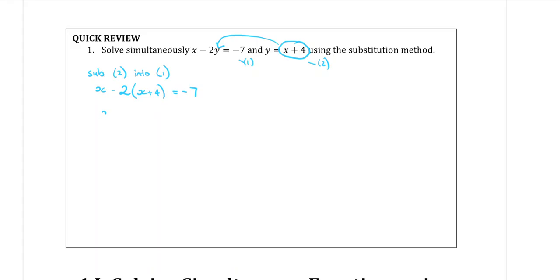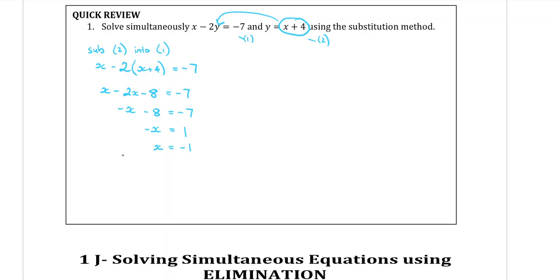Then we solve. x minus 2x minus 8 equals minus 7. Collecting like terms, x minus 2x is minus x, minus 8 equals negative 7. Adding 8 to the other side, we get a positive 1. Dividing by negative 1, the answer for x is negative 1.